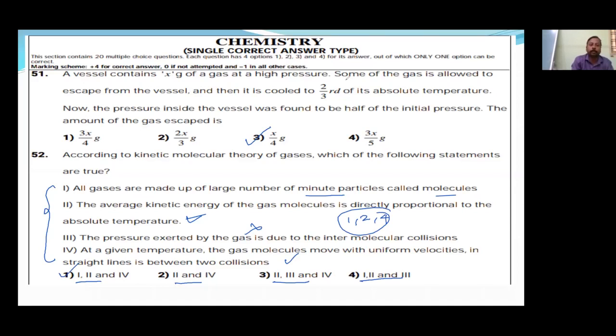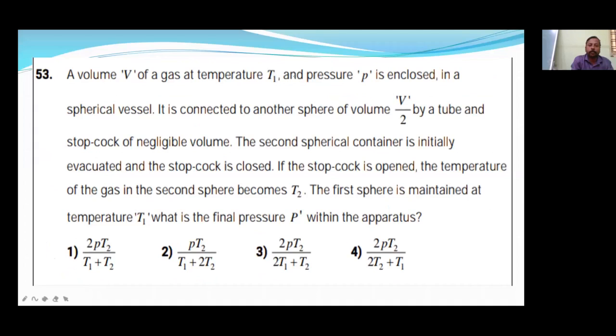Our next question. A volume V of a gas at temperature T1 and pressure P is enclosed in a spherical vessel connected to another vessel of volume V by 2 by a tube. The second spherical container is evacuated and the stopcock is closed. Then the temperature in the second gas sphere becomes T2. This we have already done, so anyhow I am writing the explanation over here.